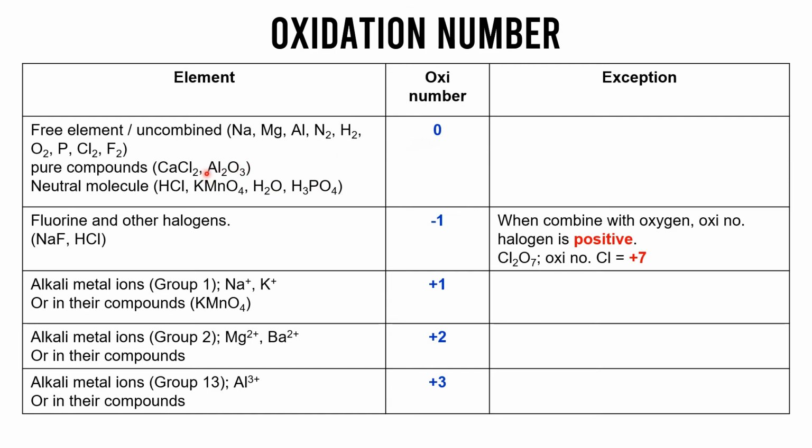Okay, how do we know? You can refer to the top charges over here. Okay, there's no charge on top of the compound or molecule, meaning that the total oxidation number of this molecule and compound is 0.